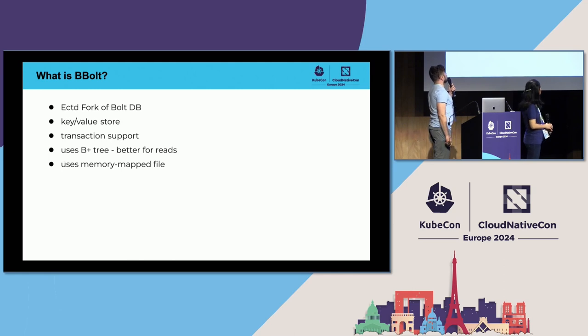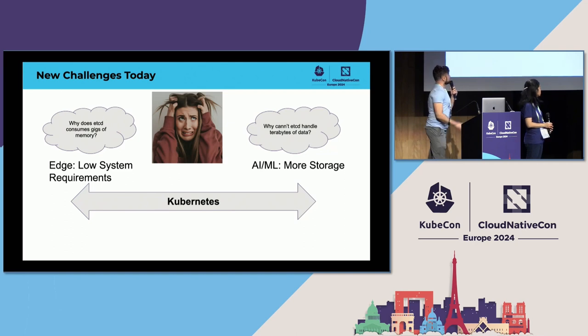So what is BBolt? It's a key value store. It has transaction support, which is important for etcd. And it uses B trees, as I mentioned prior. And a very interesting feature, it uses a memory mapped file as a key concept of how BBolt stores values. It was largely inspired by LightningDB, LMDB. So now we're going to focus on that memory mapped file feature and the actual memory usage of BBolt.